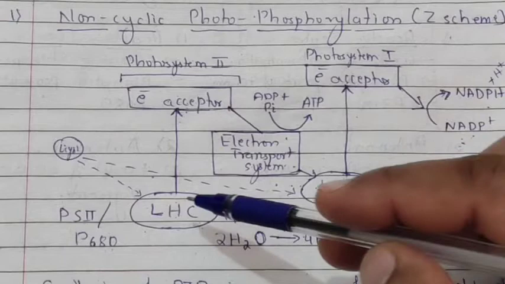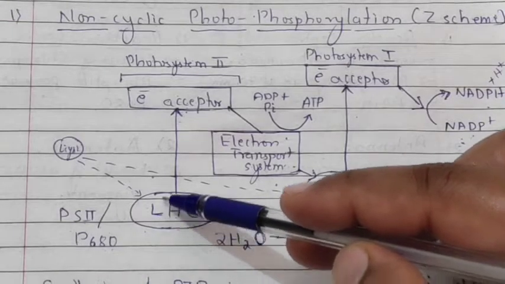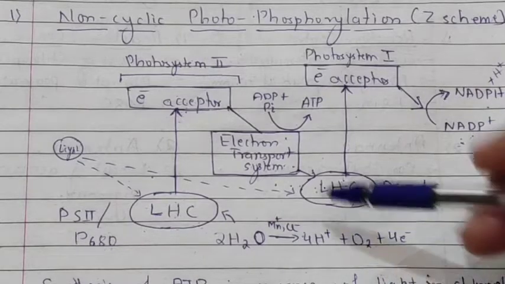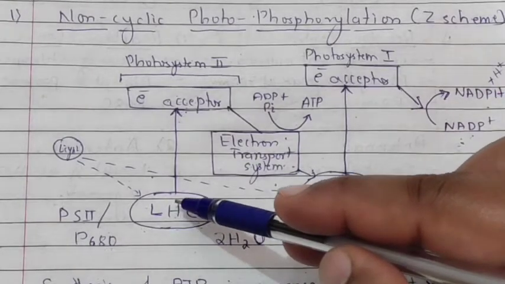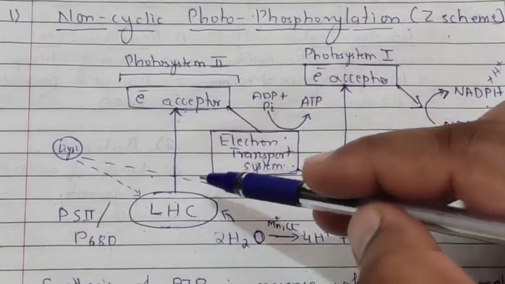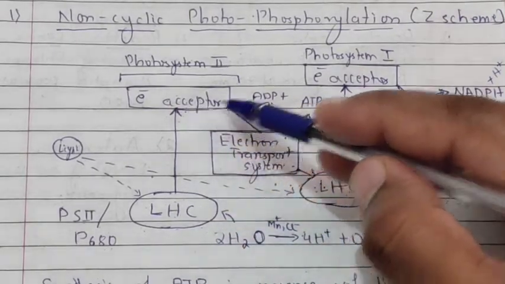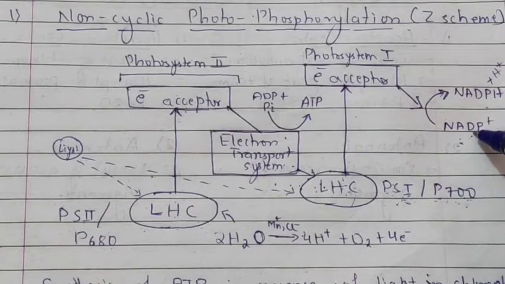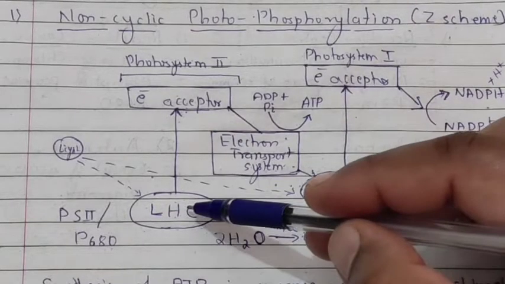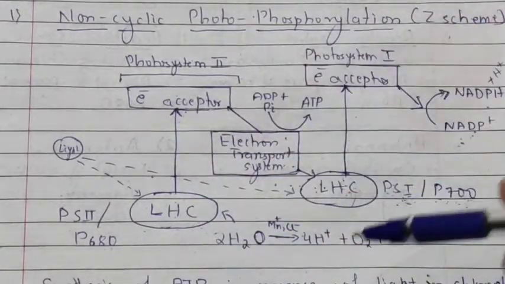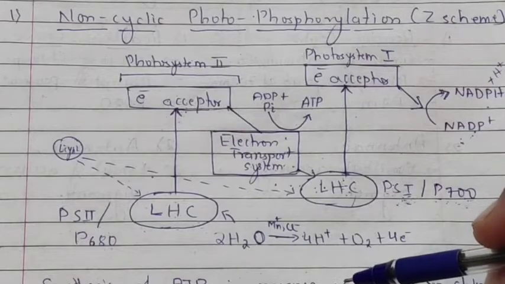Now, the electrons lost by PS2 do not come back to it. Observe carefully. The electrons, upon receiving the 680 wavelength, are transported in a one-way direction and eventually received by NADP+. So the electron which is lost from here is not coming back to it. So there is a non-cyclic transport of electrons taking place.